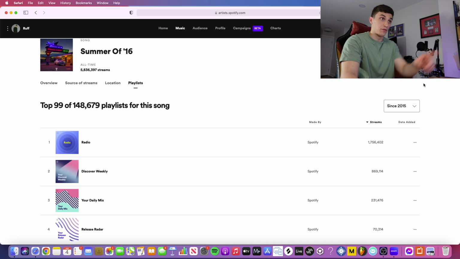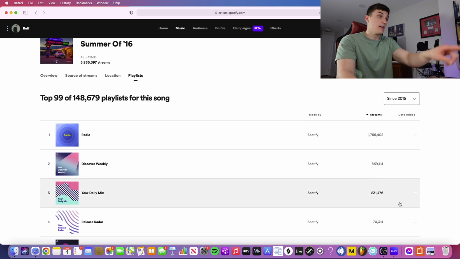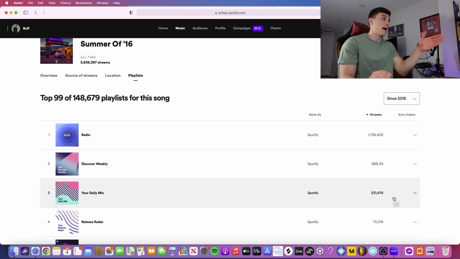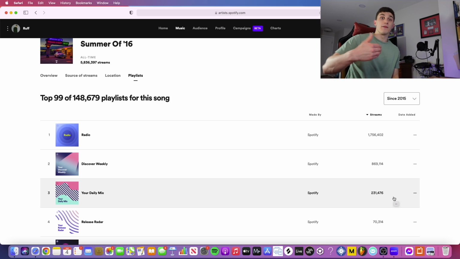And if I go to the playlist, so if I go to all time, look at how many streams are coming from radio, Discover Weekly, Your Daily Mix, Release Radar. A big bulk of these 5.8 million streams are coming from Spotify algorithm playlists. And then people are discovering the song on these playlists, saving it to their library and their playlist and listening to it on repeat, which is where we got the 34% number in the source of stream.